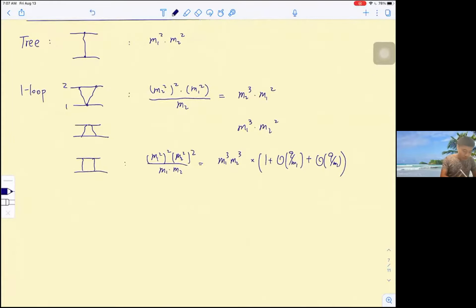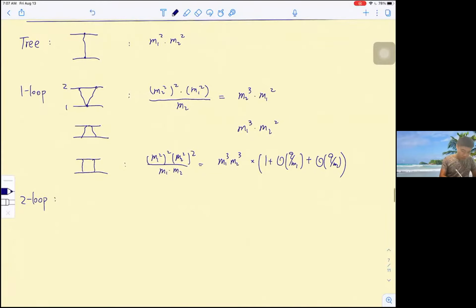And now let me go to two loop. Similar to before, we can consider this triangle diagram. The result will be m2 squared cubed and n1 squared over the two m2 propagators. So this will be m2 to the fourth and n1 squared.